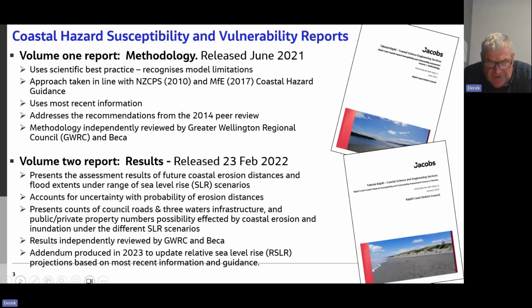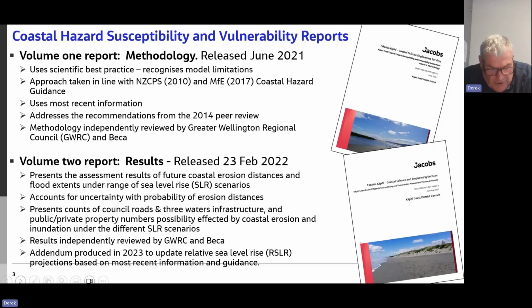Susceptibility is the likelihood of the hazard event occurring, so it covers both the frequency of the occurrence, which has consideration of the duration and intensity of the event and the probability that that size event will occur, and then the spatial extent of the area that will be affected by either erosion or inundation within specified time frames into the future. So sea level rise in the future is a major driver of increasing susceptibility to hazard, because it increases both the frequency of those events occurring and the spatial extent of the area that is affected.